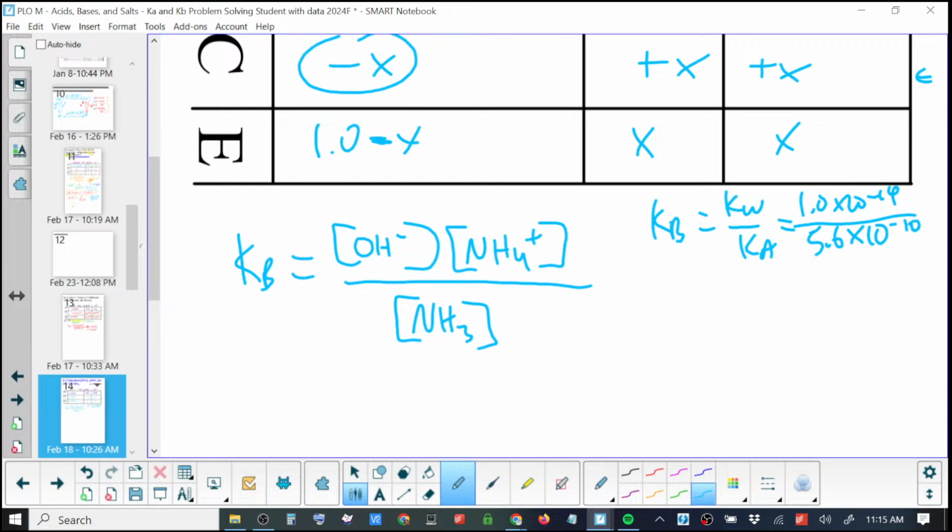You're saying Kb is 1.0 times 10 to the negative 4, but that's equal to x squared. So you times this by 1.0 to get this, right? Glenn, what Kb value did you get? We got 1.7857 times 10 to the negative 5. Perfect.